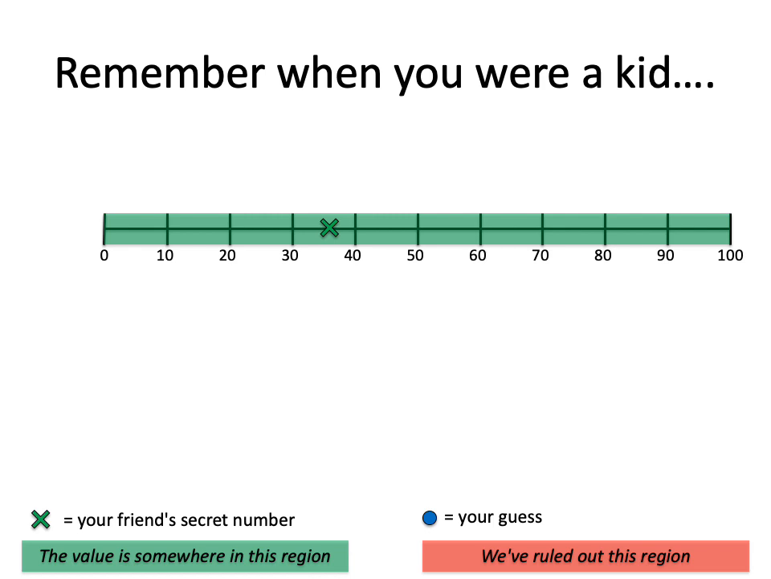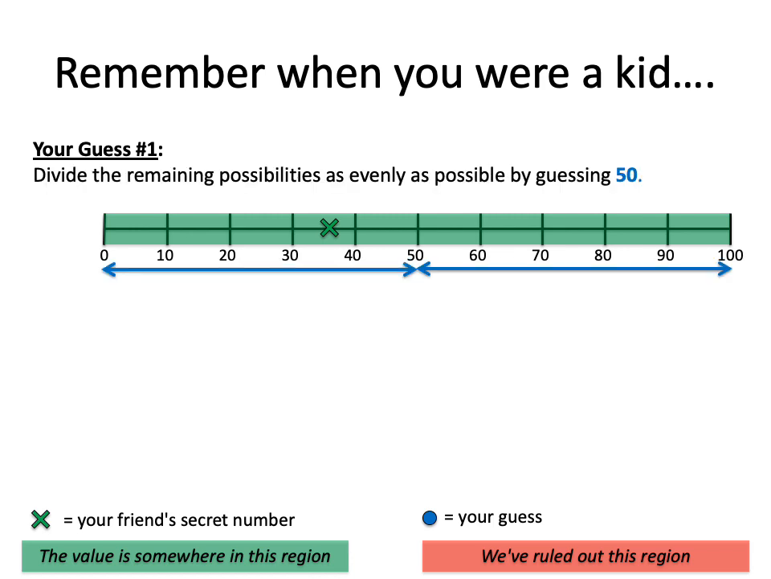Let's visualize what that looks like. Here's that number line with numbers 1 through 100, and the green region represents the space where the actual number could be somewhere in all of that green region. Now I know, as your friend, that 36 is the actual number. We're going to rule out regions progressively, and we're going to see what that looks like. So for guess number 1, you guess right in the middle because you want to divide all the possibilities in half. You guess the one right in the middle, and you guess 50. So that's going to cut it into these two regions denoted by these blue lines.